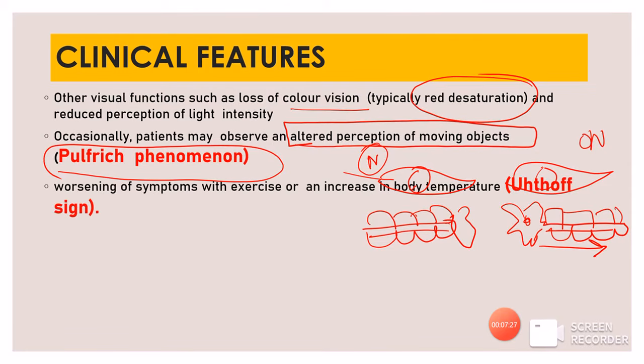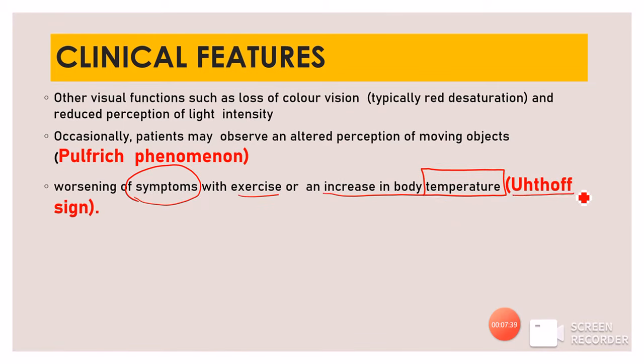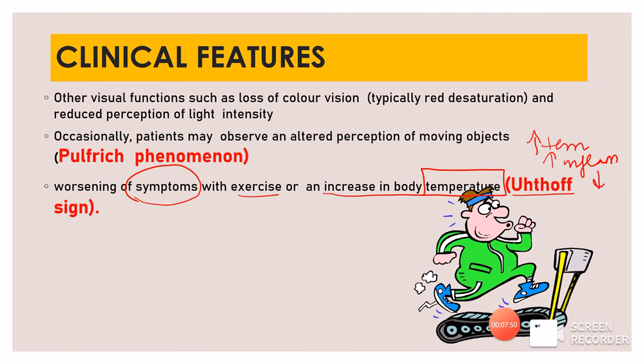Along with that, some patients are going to complain of one more thing, which is worsening of the symptoms with exercise or increase in body temperature, and this is called Uthoff's sign. What is thought is that when there's an increase in temperature, the inflammatory mediators will increase and lead to more signs in these patients. So the patient will give a history that usually after a hot bath or after doing exercise, the body temperature increases and he has deterioration of his vision.